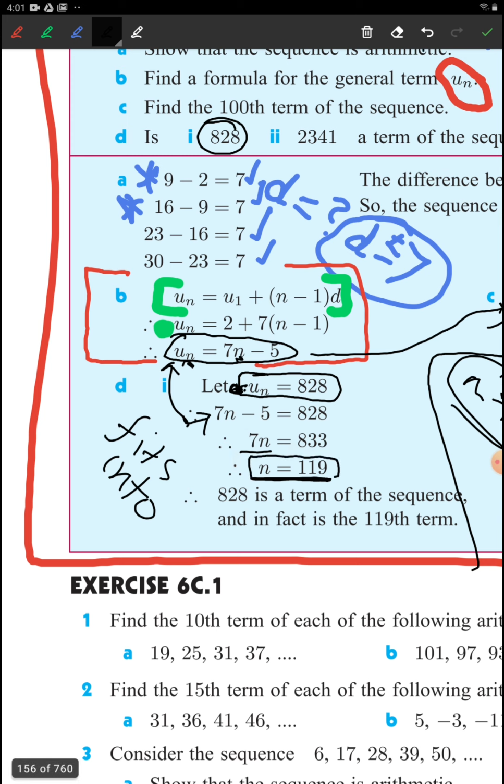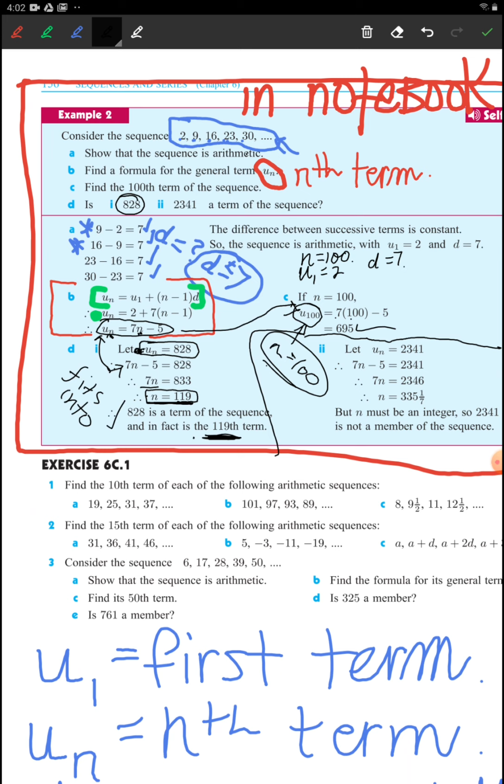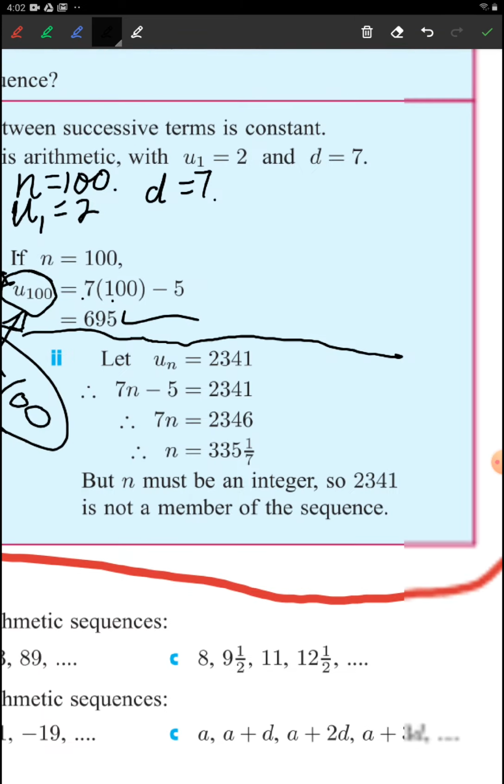So because this is a whole number, it works. And so, yes, 828 actually is a part of this arithmetic sequence. It's actually the 119th term. Okay, so n represents the number of that term.